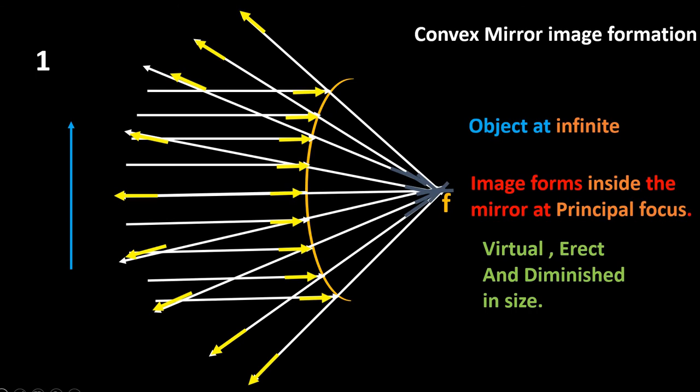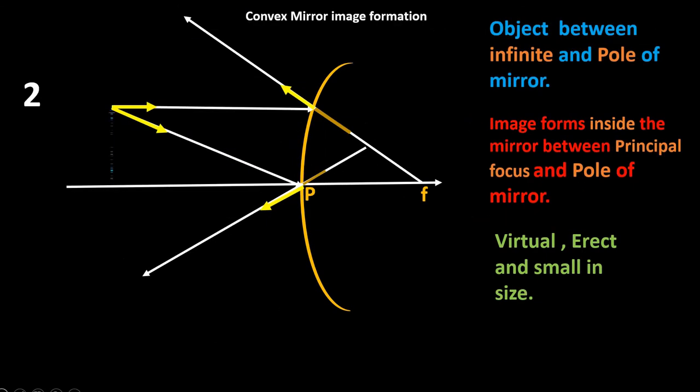When object is between infinity and pole, then image forms between F and P. This image is also a virtual image. Why? Because this image is formed without actual intersection of the reflected light rays. Size of the image is small and it is a virtual erect image formed between F and P.